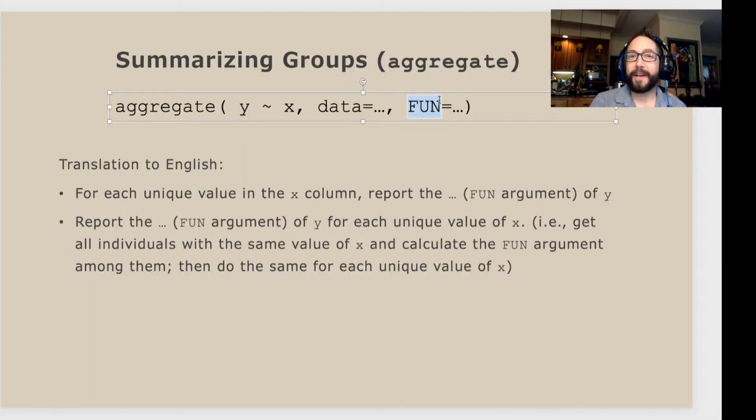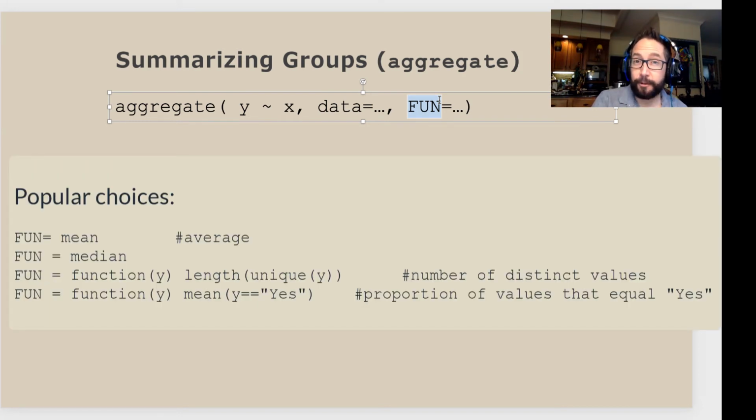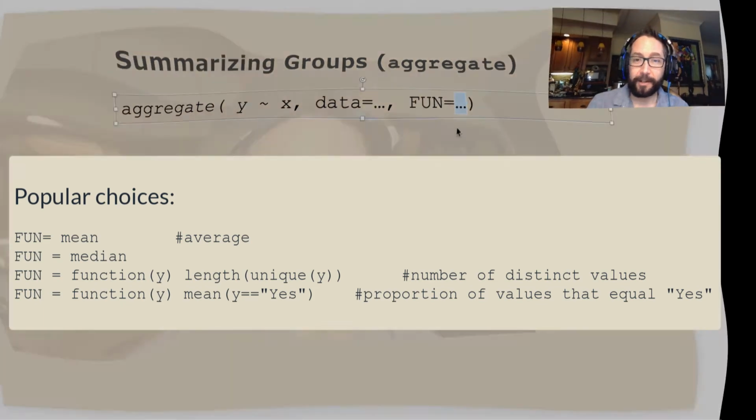This is where you get to specify what you want to summarize. Do you want the average for each group? Do you want the median, the max, the standard deviation, the percentage of some sort of category? This is what you'll put into the FUN argument. Okay, I think it's best just to go through some examples. So what example do I want to look at here? Let me bring back R.